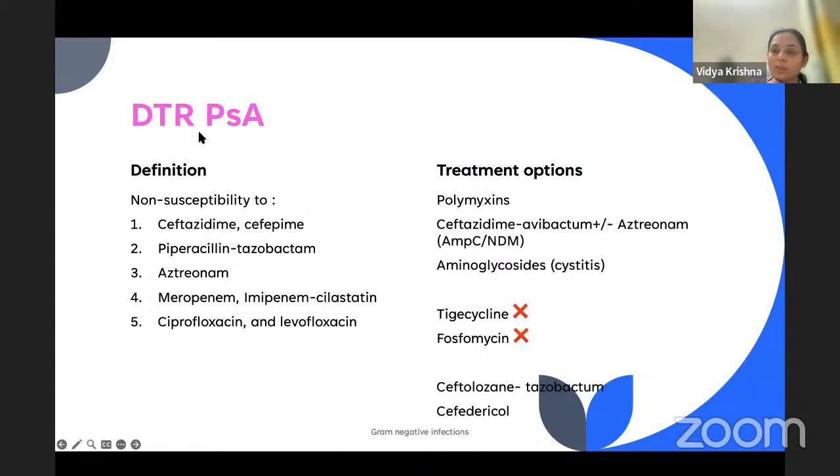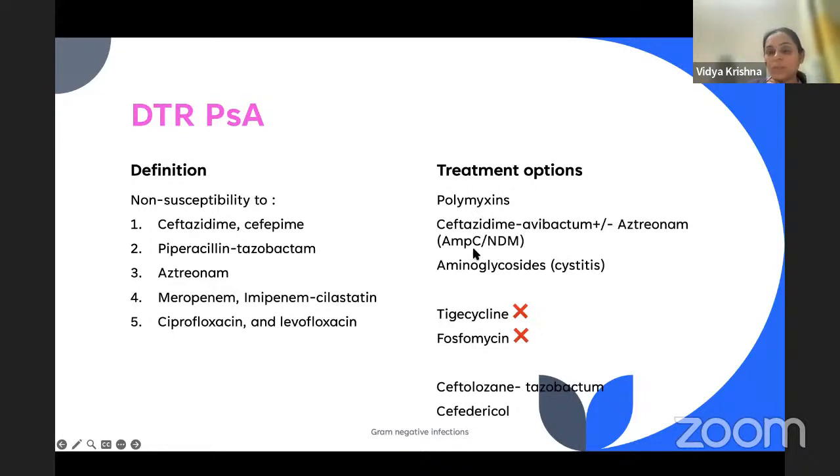So DTR Pseudomonas aeruginosa, this is the new term. Difficult to treat, okay? Resistant Pseudomonas, so it is non-susceptible to cephalosporins, BLBLIs, aztreonam. Aztreonam is a very good drug for Pseudomonas if it is sensitive. Okay, so if it is sensitive on the report, you can use it. Meropenem, imipenem, ciprofloxacin, levofloxacin. So almost all these drugs are gone. Then what do you have left? You only have polymyxin in India.